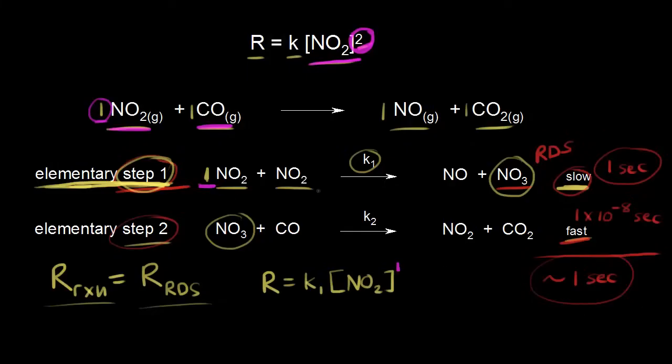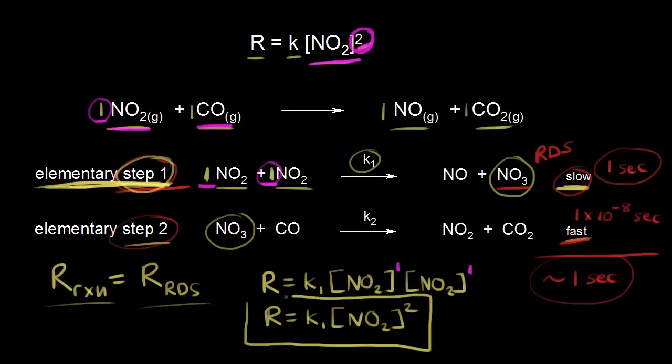And then we have another NO2 over here, so we multiply that by the concentration of NO2. And once again, our coefficient is a 1, so since this is an elementary reaction, we take our coefficient and we turn that into an exponent. So now we have our rate law for our rate determining step, and we could even go further. We could say that the rate of our rate determining step is equal to the rate constant K1 times the concentration of NO2, and this would be squared. Right? So concentration of NO2 to the first power times concentration of NO2 to the first power is concentration of NO2 squared.